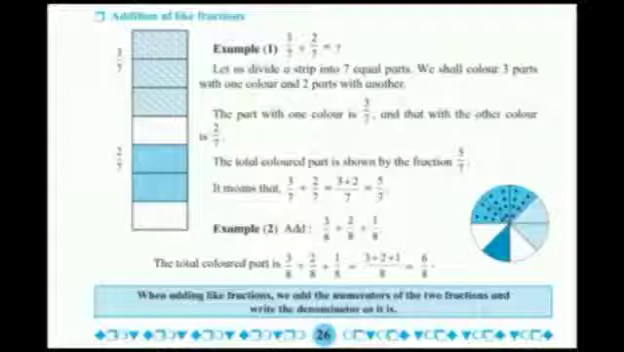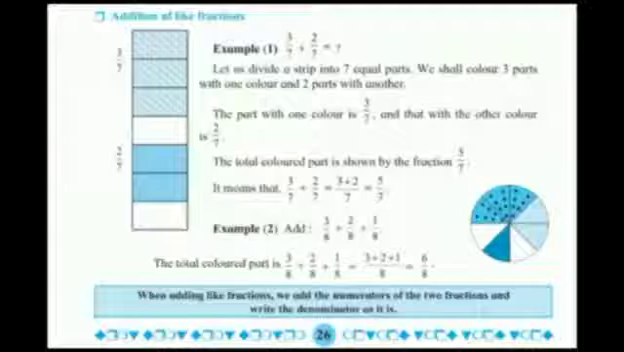Okay, now you can see the second example, that is 3 upon 8 plus 2 upon 8 plus 1 upon 8. Okay, so here you can see the picture of the colored part in the circular shapes. There are 8 parts. Among that, how many are colored? Total 6 parts are colored. Now how is it? So just pay attention.